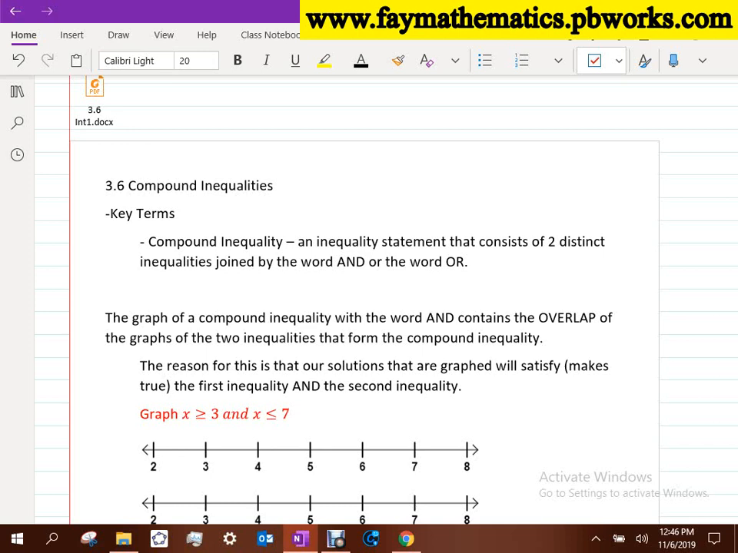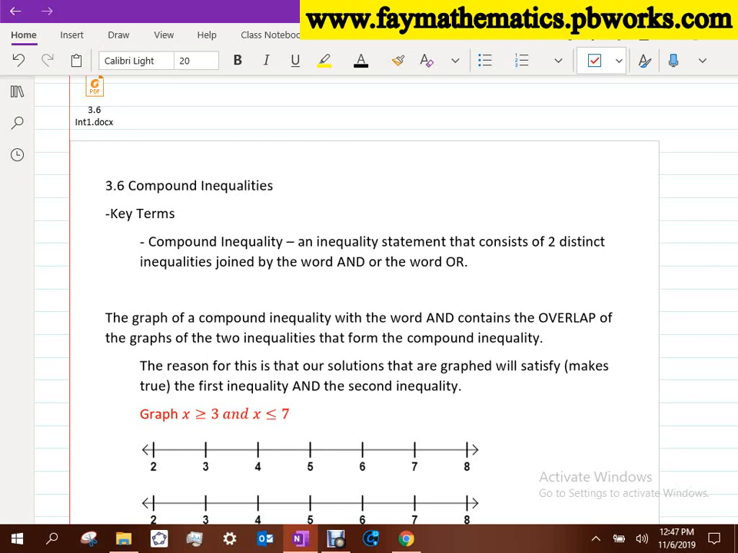Okay, just going off of English, what's a compound word? Two words that come together to make one word, right? Like bookshelf, or classroom, or fingerprint. So compound inequalities is the same idea. It's two inequalities that come together to make essentially one inequality, or one statement.